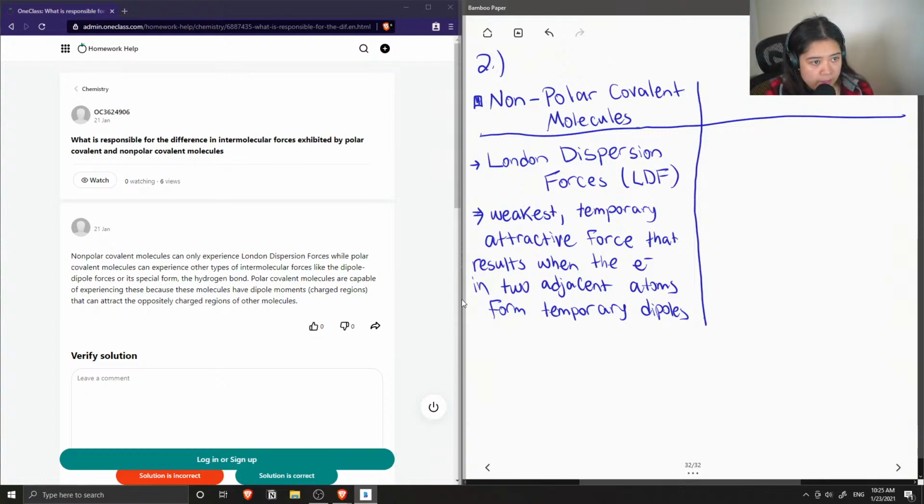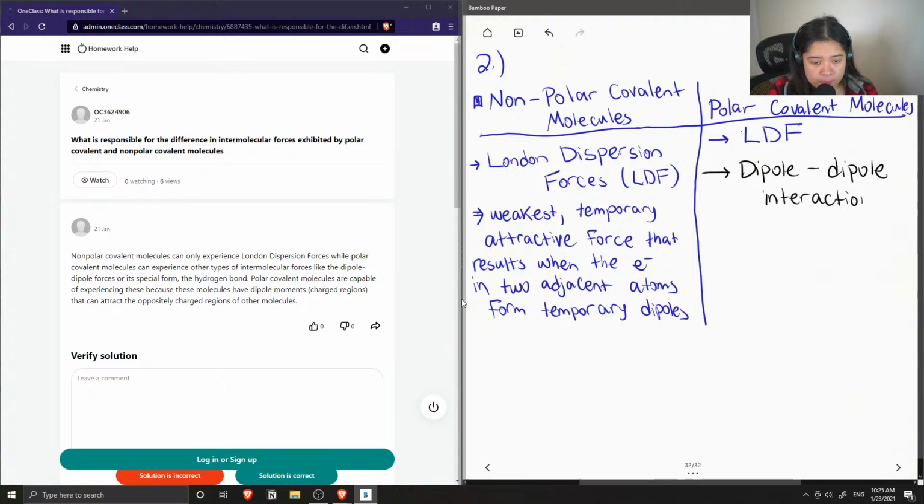And we can also compare all the different intermolecular forces exhibited by polar covalent molecules. Okay, so polar covalent molecules also exhibit London dispersion forces. And they can also exhibit something called dipole-dipole interactions. So a more specific dipole-dipole interaction would be something called hydrogen bonding.